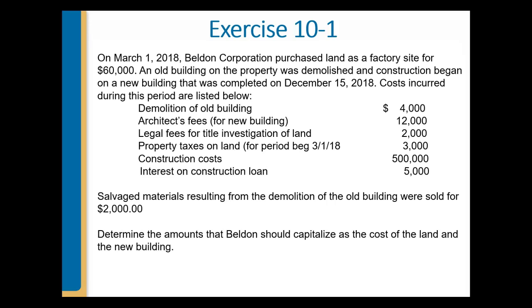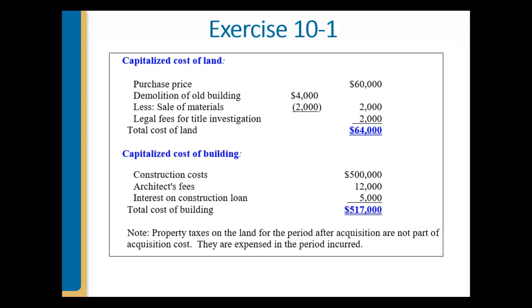So if we determine the amount that Belden should capitalize as the cost of the land and the new building, for the land we're going to take the purchase price of $60,000. We'll add the demolition of $4,000 minus the sale of the materials of $2,000, to give us a net of $2,000 of costs. The legal fees for the title investigation are $2,000, for a total cost of the land of $64,000.